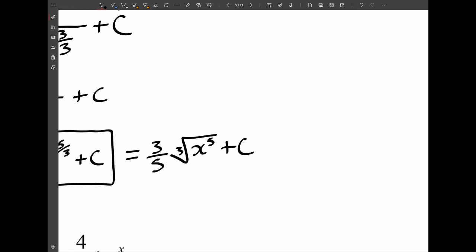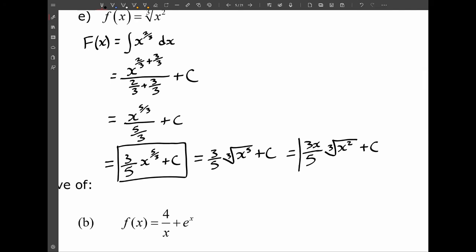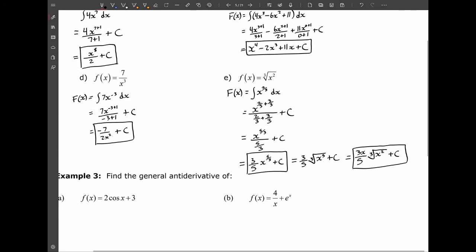but I don't really like this because we can totally break up x to the power 5 when we're taking a cube root. So if you're going to turn it to radical form, you might as well go all the way and rewrite this as 3x over 5 cube root of x squared plus c. Either one of these is totally fine. Either of these boxed ones is good with me. Okie dokie.